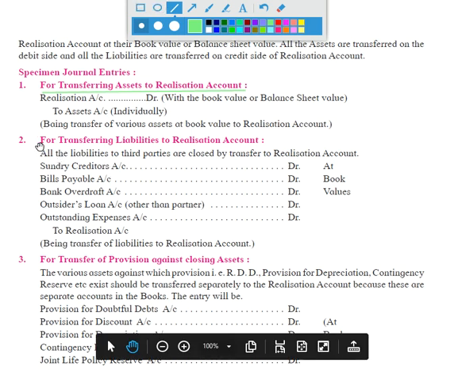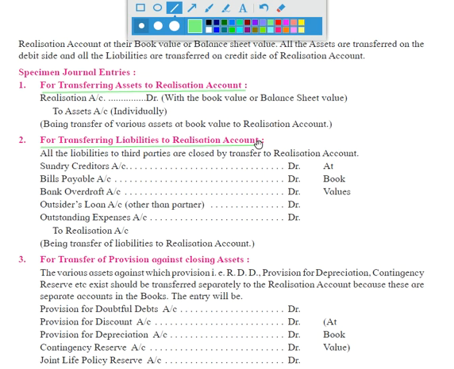For transferring liabilities to realization account, all the liabilities to third parties are closed by transfer to realization account: sundry creditors, bills payable, bank overdraft, outsiders' loan account, and the outstanding expense account debit too. These are the book values of the liability side. The liabilities amount will be transferred to realization account, being transfer of liabilities to realization account.